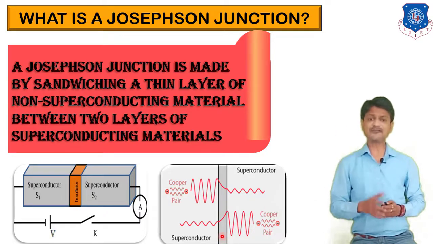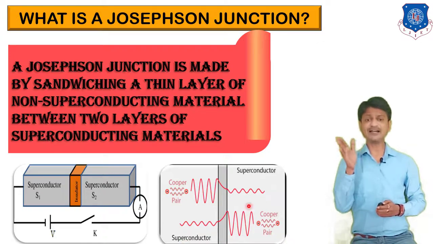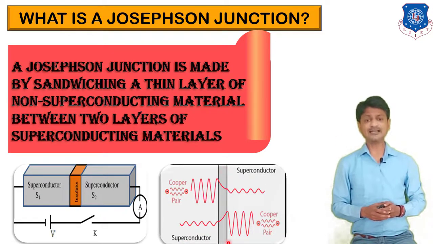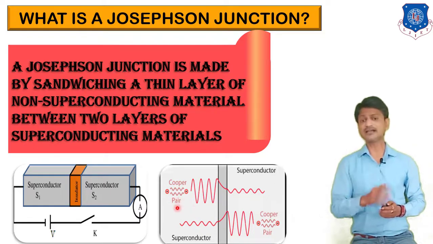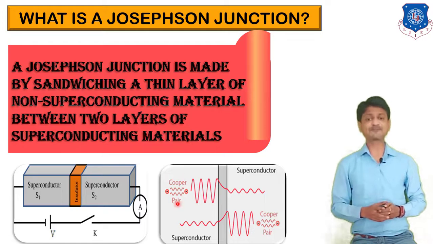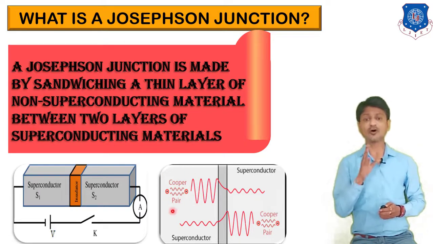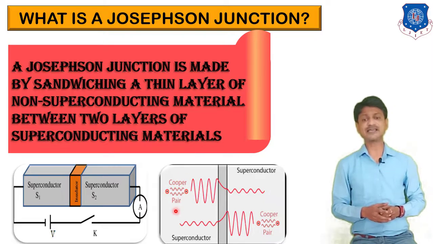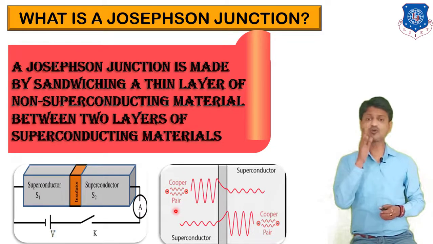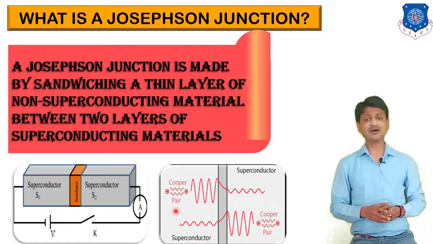Now, you can see in the figure that there are two superconductors and there is an insulating gap. Here we know that in superconductor, Cooper pair is responsible for the flow of current. We have discussed that in BCS theory. So that Cooper pair is nothing but the pair of two electrons which have opposite spin.